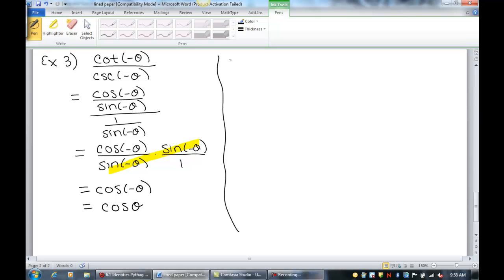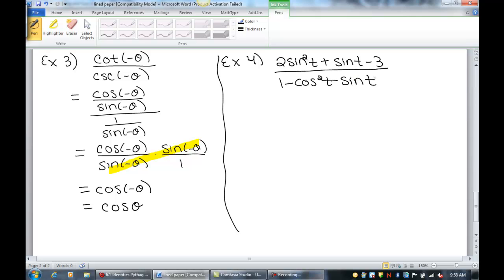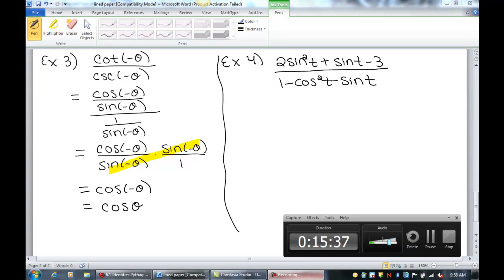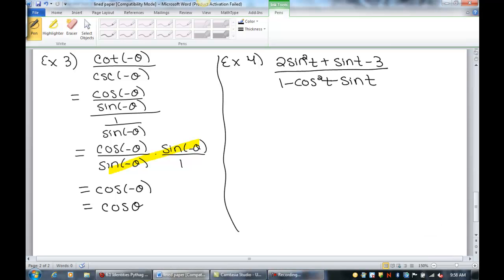All right, so let's look at another one. I'm going to do 2 sine squared t plus sine t minus 3 over 1 minus cosine squared t minus sine t. Okay, so it looks to me like in the numerator I'm going to have to try and factor that. It's a quadratic, and it looks like it may be factorable. So that's going to be my first step.